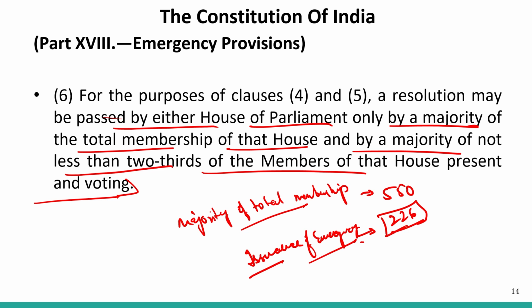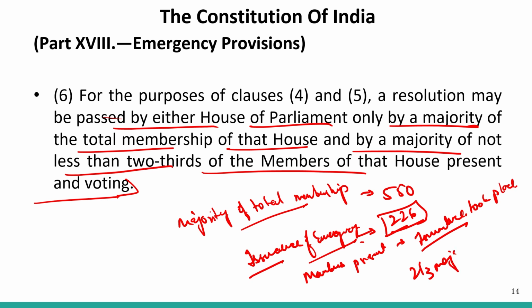Okay. And once they have approved it, then the members present on the date on which that issuance has taken place. Issuance took place by 2/3 majority of the total house. It has been decided that yes, proclamation should continue. Then the proclamation shall continue.